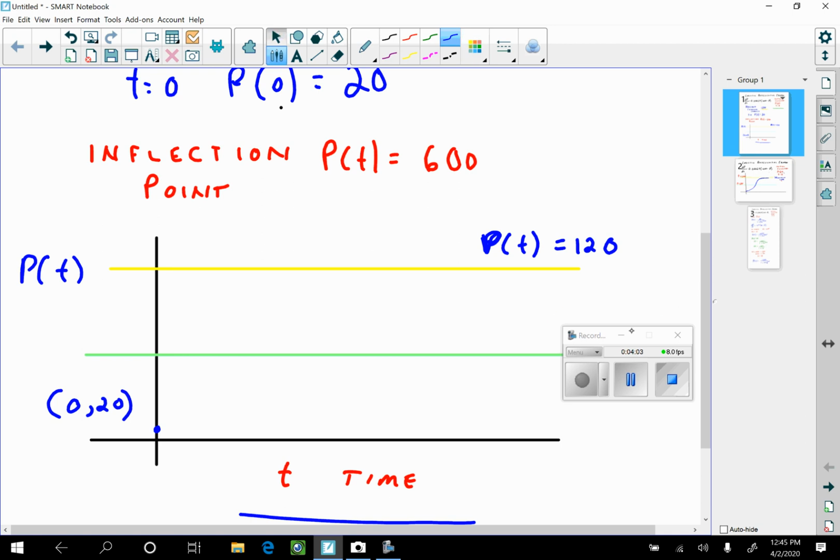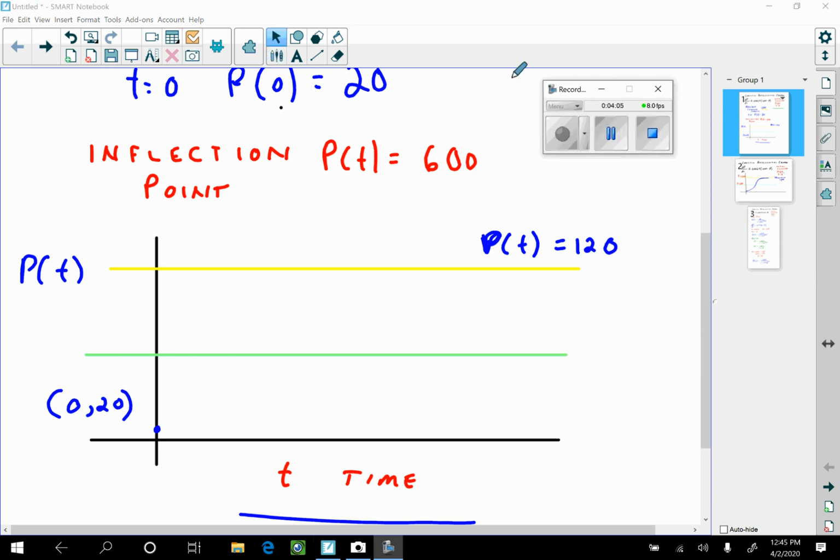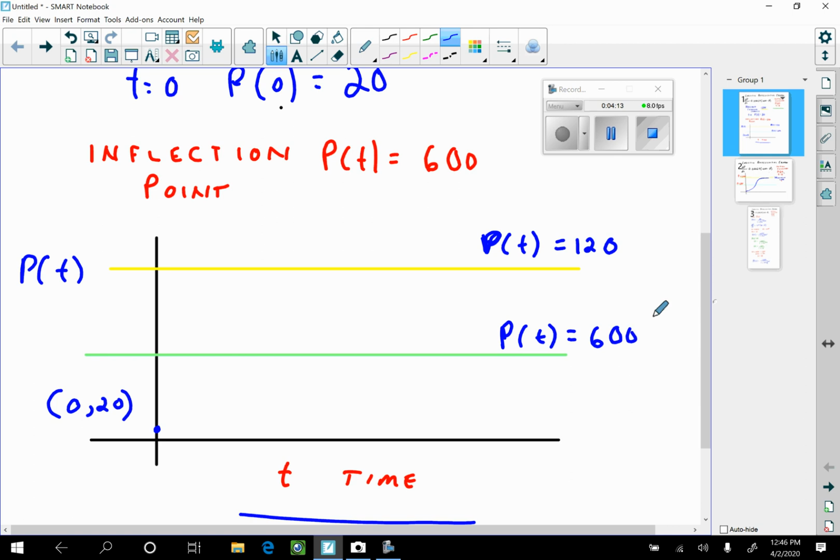Now let's move this guy up here out of the way again. I'm not sure if you can see the record button. I really don't. 600. And that's where the inflection point of this graph is going to take place.